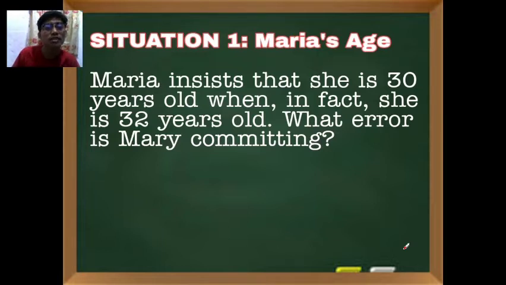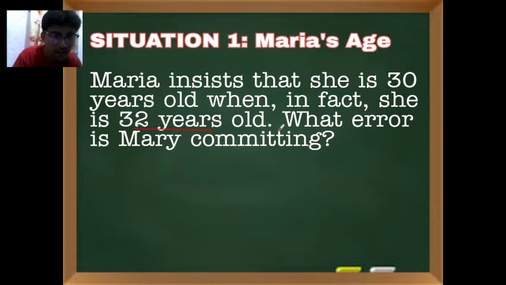Let us go to the first situation. Let's talk about Maria's age, as you can see in the title. Maria insists that she is 30 years old. Her claim about herself, that she is 30 years old, is your null hypothesis. When, in fact, she is 32 years old.